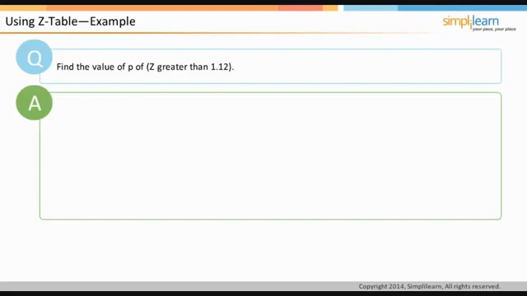In this case, the chance of z is greater than a number, in this case 1.12.